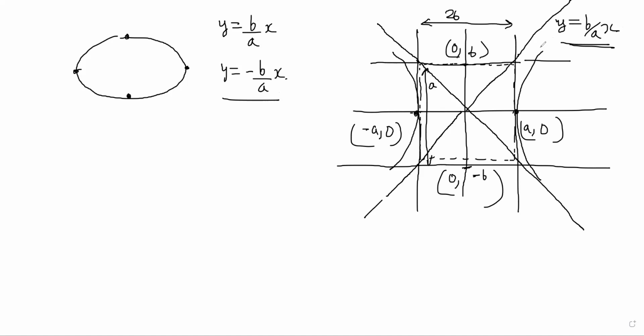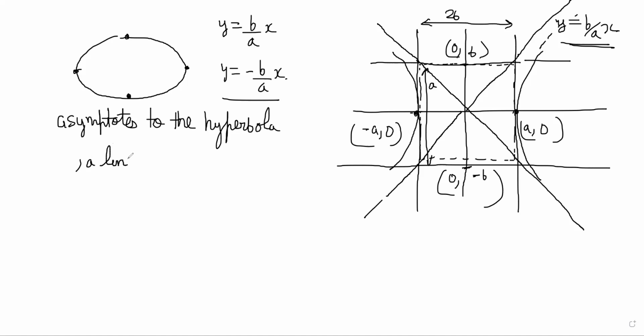Now what is special about this line? These lines are known as asymptotes to the hyperbola, and by asymptotes, what we mean is a line that touches the curve at infinity.